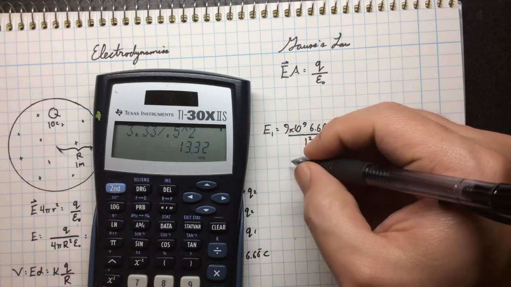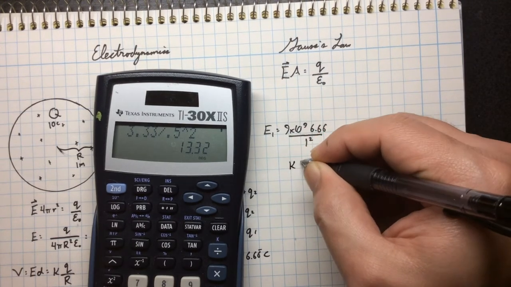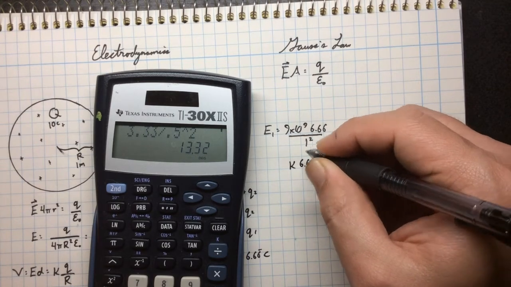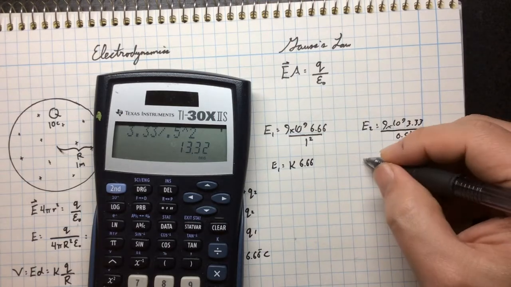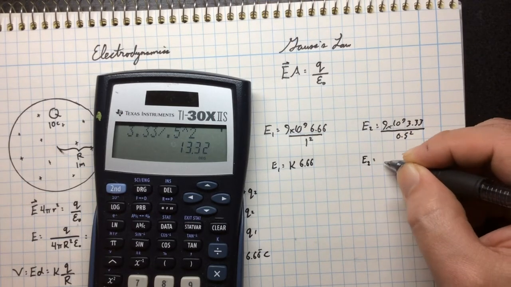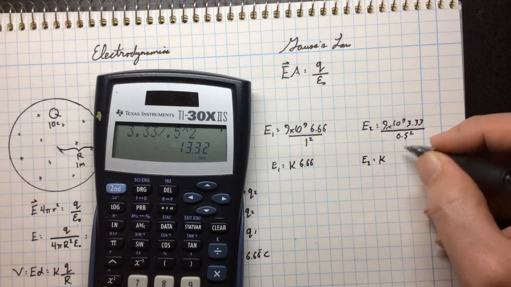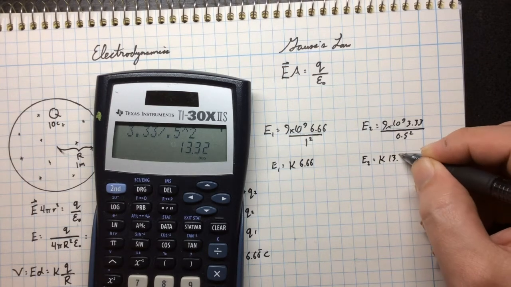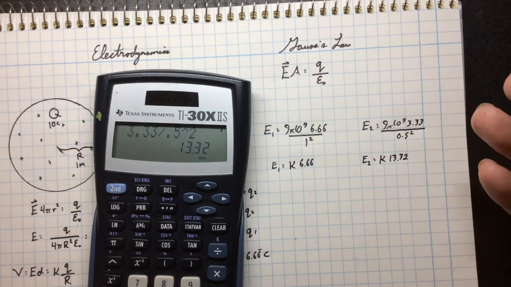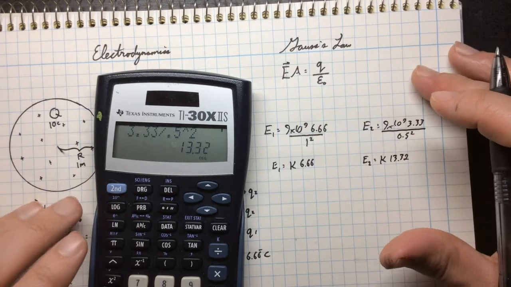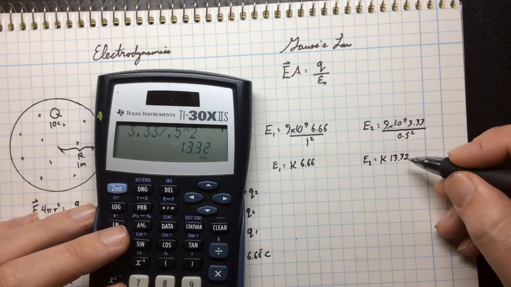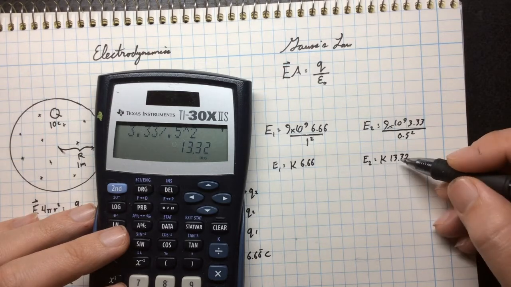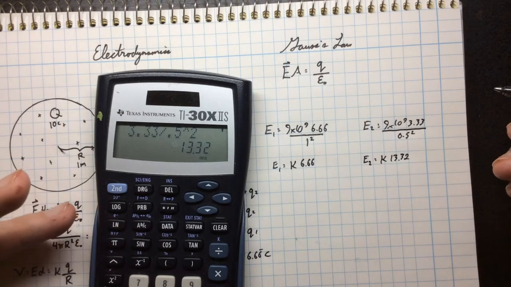So on the left side, I've got this K value times 6.66, which is going to be my electric field for this bigger object. For E2, the smaller object, that's going to be this K value, 9 times 10 to the ninth, times 13.32. So it turns out that although the smaller one has less charge, that size difference, being half the size, gave it a much larger electric field value. Like twice the amount.